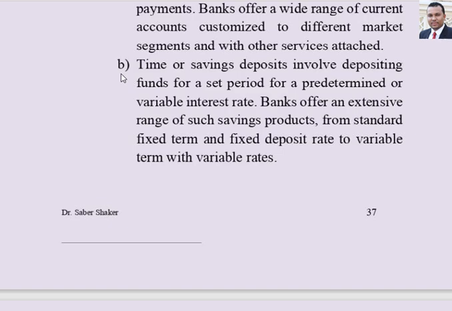Time or savings deposits: in this case the bank pays interest, and the time or savings deposits may be short run, medium, or long run. The interest paid by the bank may be fixed or variable. Fixed, yes, this is in the contract: the bank will pay 10% for this time or savings deposit for 3 years, whatever the trend of the market interest rate.